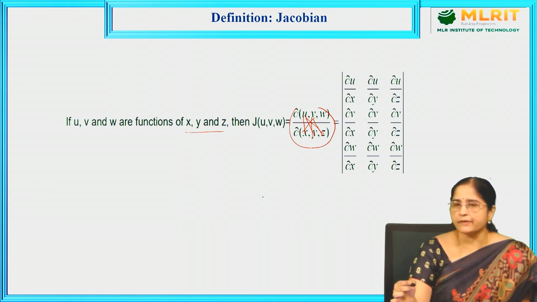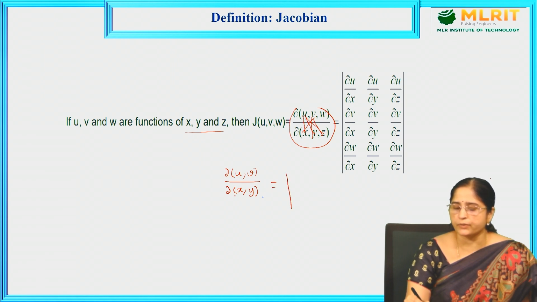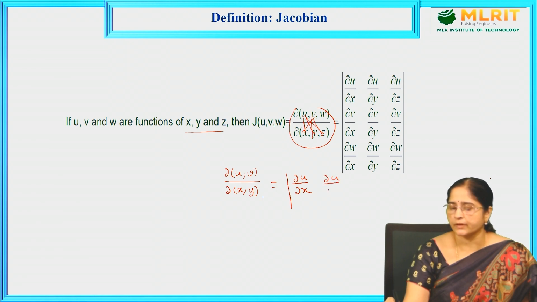Similarly, you can write the Jacobian of u comma v with respect to x comma y, denoted by ∂(u,v)/∂(x,y). So this is equal to the determinant of ∂u/∂x, ∂u/∂y, ∂v/∂x, ∂v/∂y.